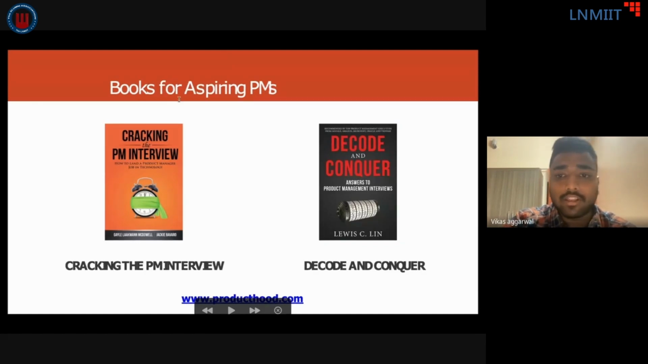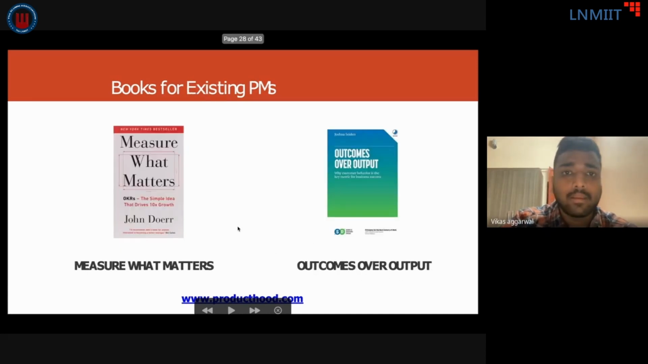Next, for aspiring PMs, is Cracking the PM Interview. If you are in 3rd and 4th year, I would recommend this book. I am not recommending you to buy this. These are readily available in soft copy online. You can just note down the names of these books. And this is Decode and Conquer by Lewis. And this is Measure What Matters, which is a very important book for measuring the KPIs. KPIs are key performance indicators.